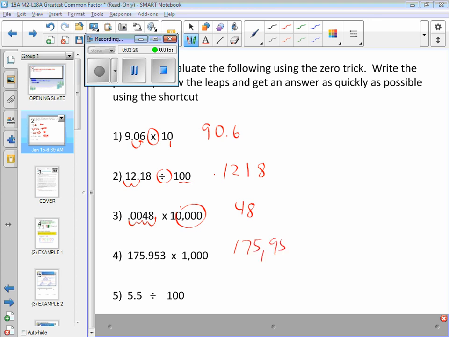Number 4, Max. 175,953. How many got that? Yep, three zeros, 3 leaps, right, and we're good.